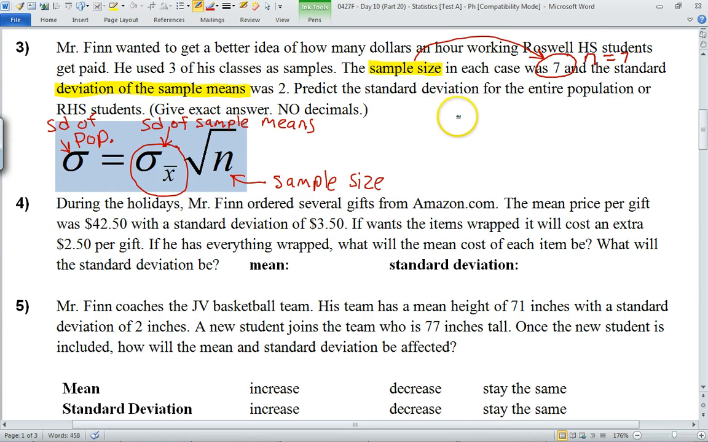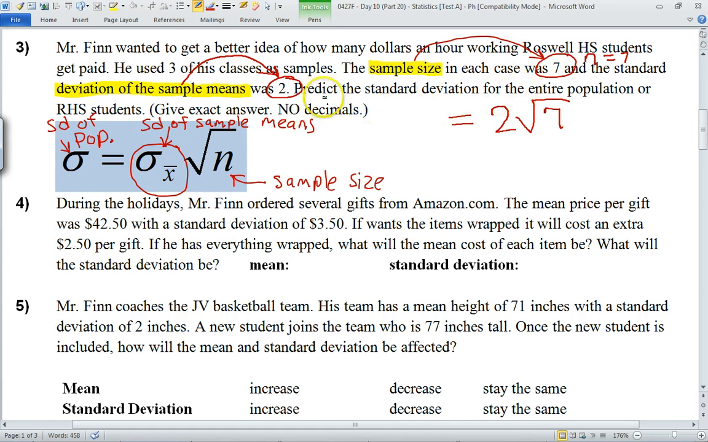So I'm going to go ahead and start building this formula right now. So we have the square root of the sample size, so that's going to be like right here, the square root of 7. Let's keep reading. They say the standard deviation of the sample means was 2. Okay, so they gave us the standard deviation of the sample means, that goes right here. So that's 2. I'll just put that right here.